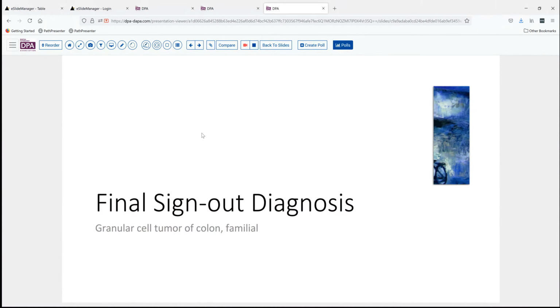So our final sign-out diagnosis today is a granular cell tumor of the colon, familial case, with a patient with multiple granular cell tumors historically.